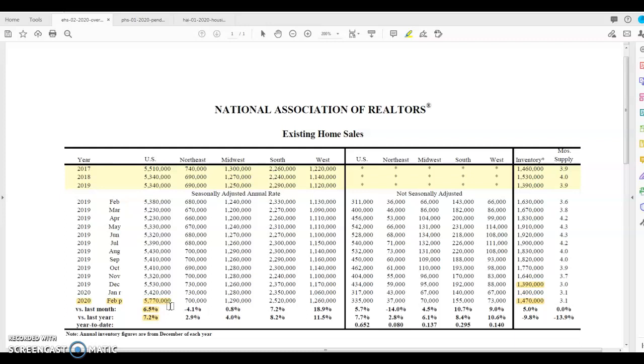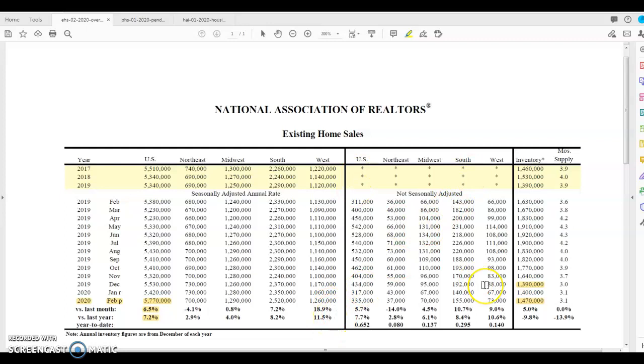It also gives us at the bottom percentage changes. So we're up 6.5% versus January. So from here to here is a 6.5% increase, and we're up 7.2% from last February, from this number to this number. So these are both really strong numbers and show that there's a lot of activity going on over those periods in home sales. Also breaks it down by different regions: the Northeast, the Midwest, the South, and the West. We would obviously be the West, and you can see the numbers are even more significant there.